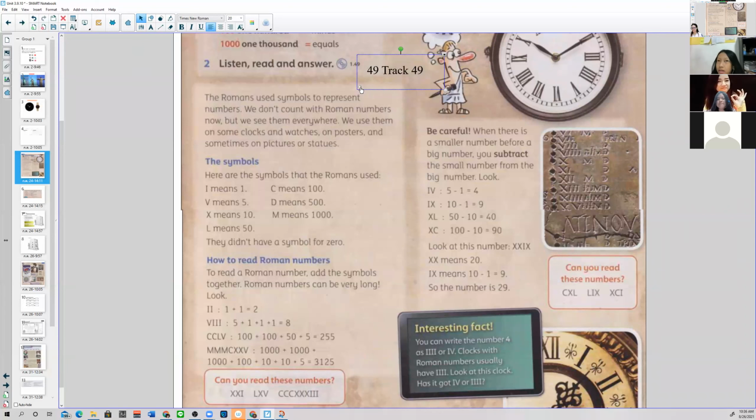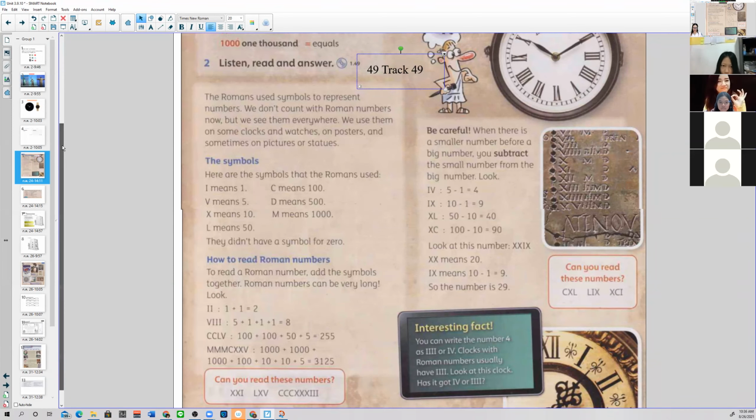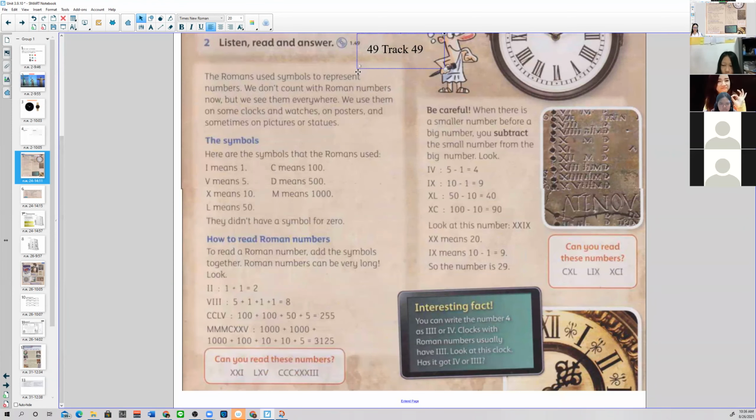The symbols. Here are the symbols that the Romans used. I means 1. V means 5. X means 10. L means 50. C means 100. D means 500. M means 1000. They didn't have a symbol for 0.